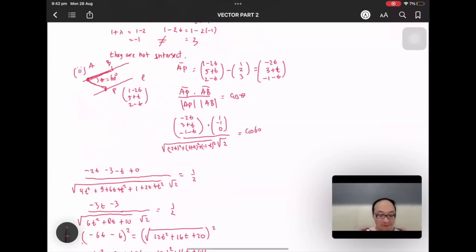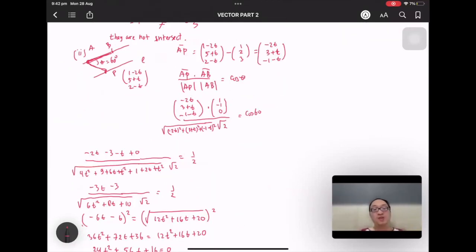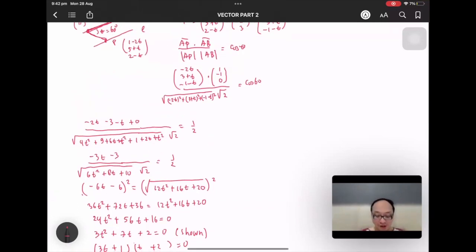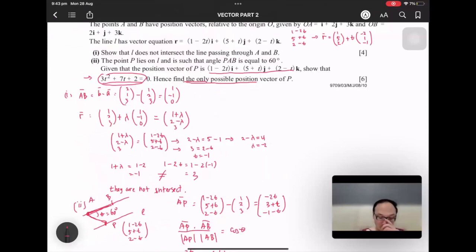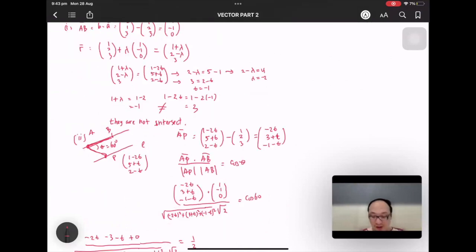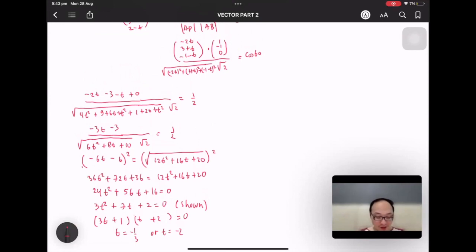And then we have to find the only possible position. So we have to solve this and factorize. This is t plus 2 and 3t plus 1. So t is negative 1 over 3, or t equals negative 2. In this case, we can use the values of t.